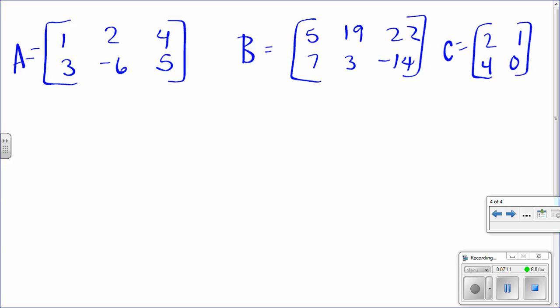So that's matrix A, matrix B, and matrix C. A plus B. Matrix A plus matrix B. I'm going to add their corresponding elements. What corresponds with element A11? Yeah, that's 5. Right here. Yeah, exactly. So what's 1 plus 5?